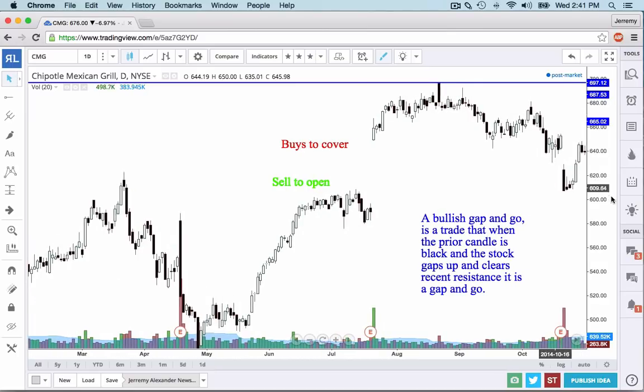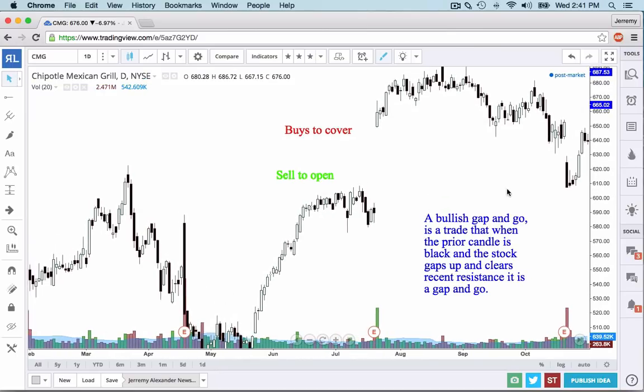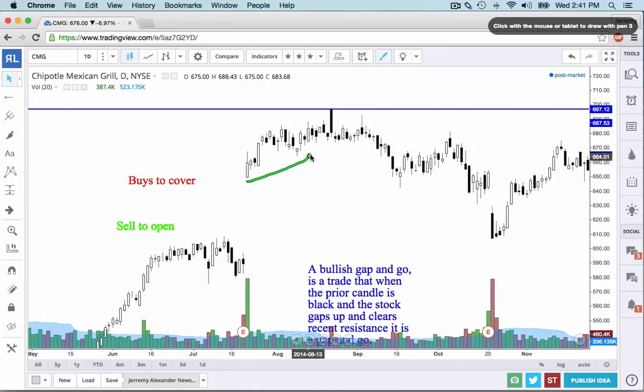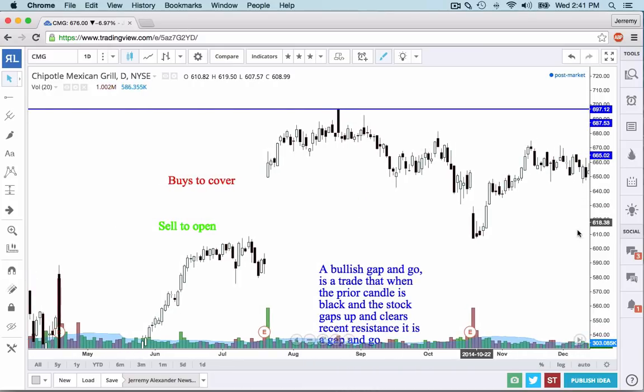And that, my friends, is opportunity for either day traders or short-term swing traders, right? If you bought in this general area, the stock went from approximately $650 to almost $700 a share. So that's at least a potential $40 profit on that particular gap alone on Chipotle, just because you understood the gap.